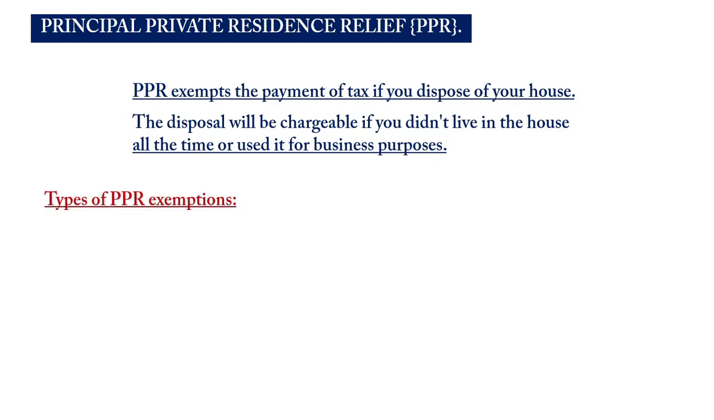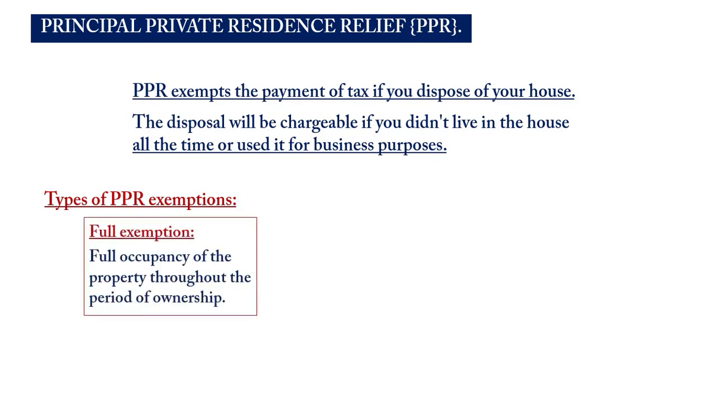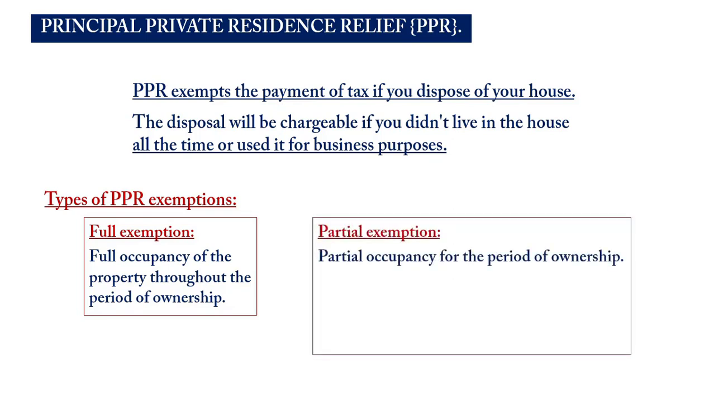Now there are two types of exemptions. We have the full exemption, when the building was fully occupied by the owner from when he owned it till the point it was sold off. The second is when the building was not fully occupied. It was occupied partly from when the owner owned it to the point where it was sold.